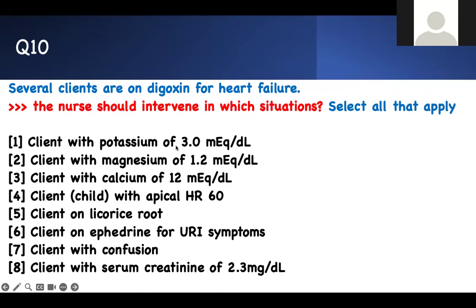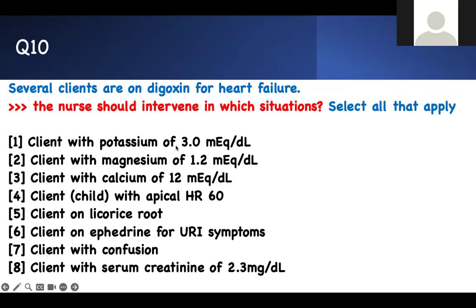Licorice causes hypokalemia. Hypokalemia increases digoxin toxicity. Ephedrine is found in cold medication, and that can also cause arrhythmia. Patient has confusion. That's the side effect we saw from the head. Neuro, that's a problem. Serum creatinine 2.3, that's renal failure. That means all 8 patients need to be seen.